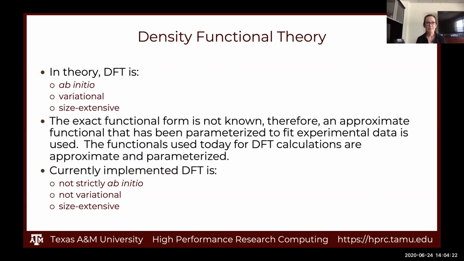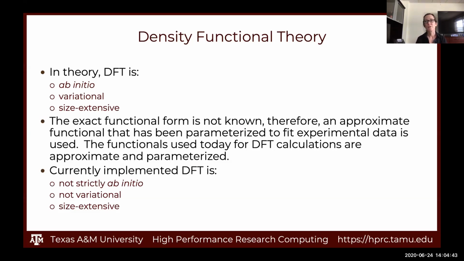So in theory, density functional theory would be ab initio, variational, and size extensive, okay, which would be wonderful. It's all the properties that we want, includes dynamic electron correlation, would never go below the energy of the true system, and you could use it for reaction chemistry.